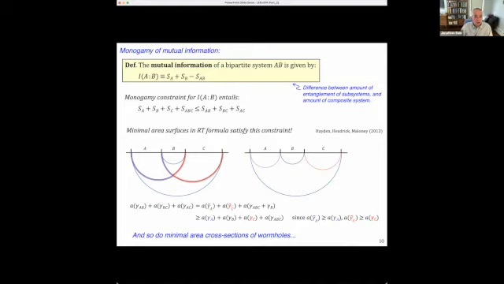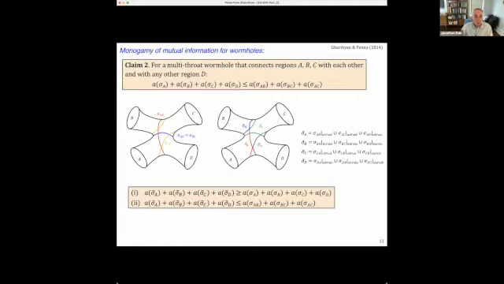But the proof for minimal area cross sections of a wormhole was demonstrated by this article by Garibian and Pena in 2014. So call this monogamy of mutual information for wormholes. The claim is that for a multi-throat wormhole that connects regions A, B, C with each other, and with any other region D, we reproduce this inequality that characterizes monogamy of mutual information.